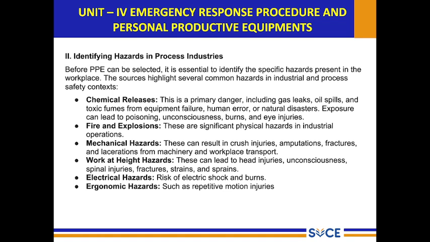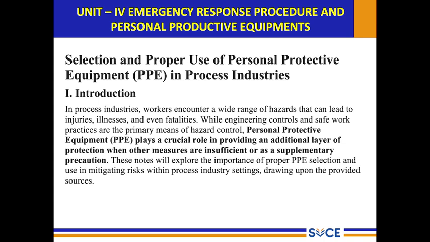We come across chemical release, fire and explosion, mechanical hazards, work at height hazard, electrical hazard, and ergonomic hazard. These are the six hazards which we see. There is a primary danger which includes gas leaks, oil spills, and toxic fumes from equipment failure, human error, or natural disaster. This exposure can lead to poisoning, unconsciousness, burns, and eye injuries. How do we prevent ourselves?